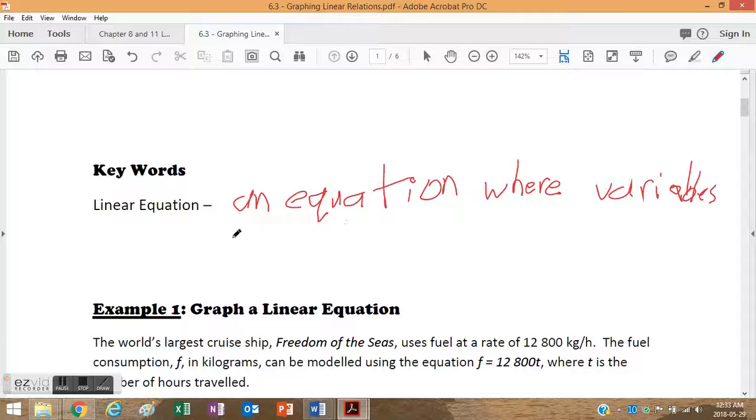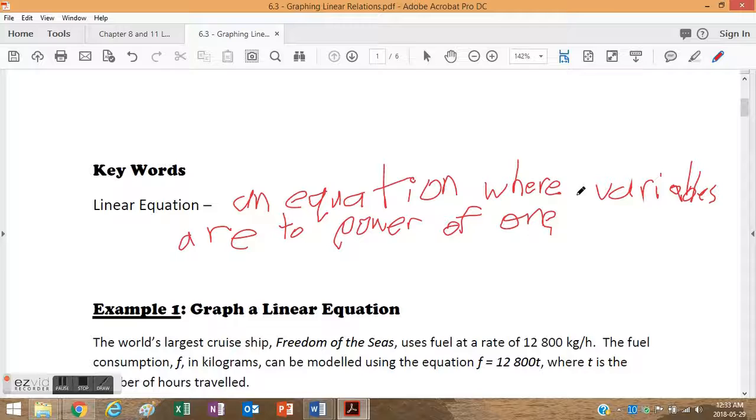Variables are to the power of 1 and it makes a straight line. You can add that part. It makes a straight line on a graph.